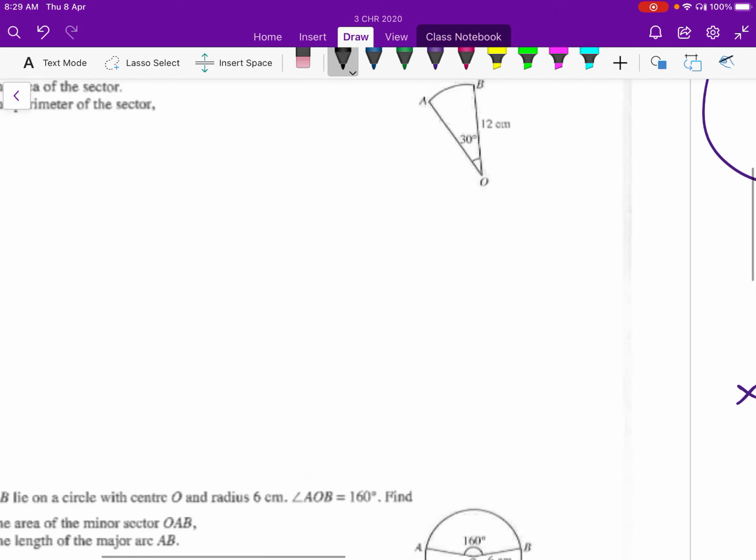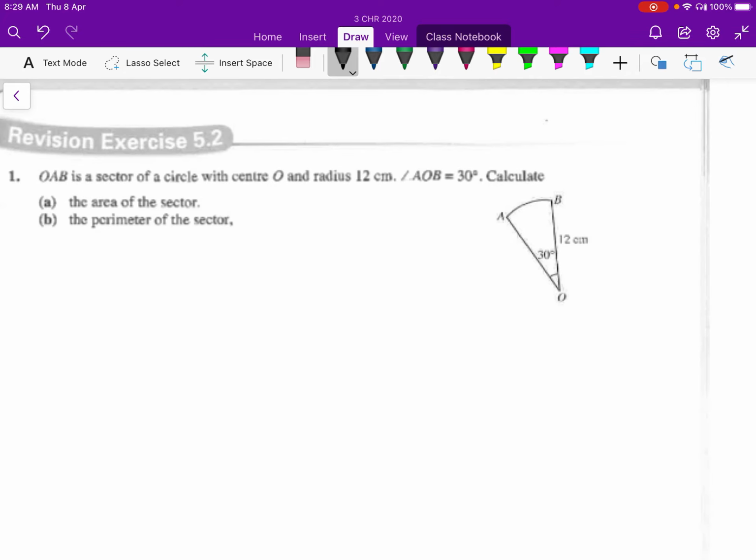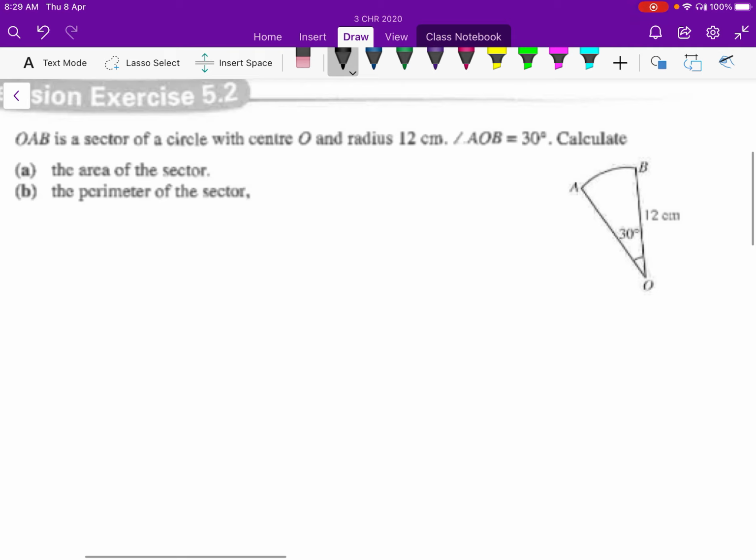Okay, so back to our question. 1a. Find the area of this sector. If you are very free, you can complete the circle.